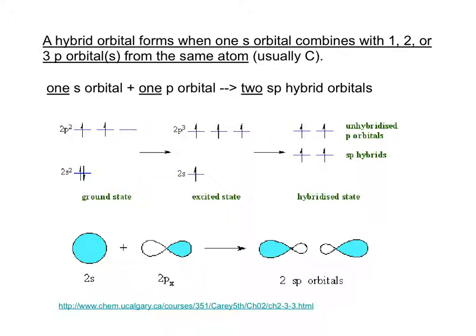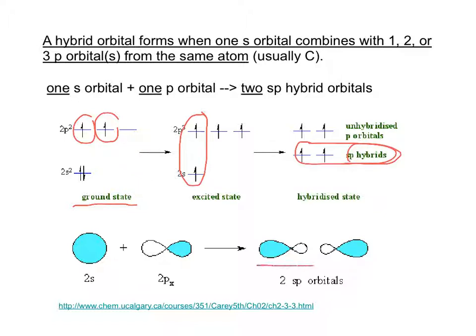So here's the ground state electron configuration of carbon. Note that there's two unpaired electrons. This suggests there should be two bonds to carbon. However, there's four. So in valence bond theory, an s orbital combines with a p orbital to form two sp orbitals. These sp hybrid orbitals have the same energy, and look at the direction they're pointing.